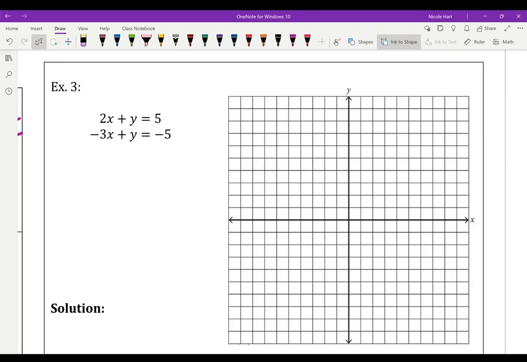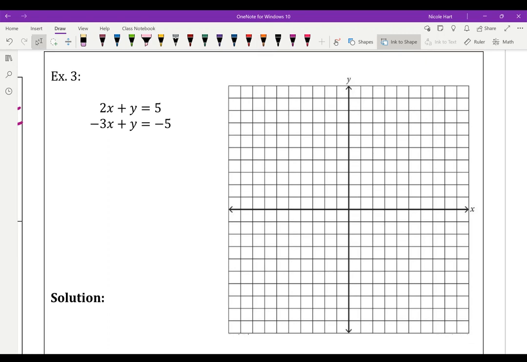Okay, we're going to go through one more example of each of these two different types with graphing and substitution so that we feel like we have everything covered. So example 3 here, I have 2x plus y equals 5 and 3x plus y equals negative 5. So the issue here is this is not in slope-intercept form, which makes it easier for me to graph.